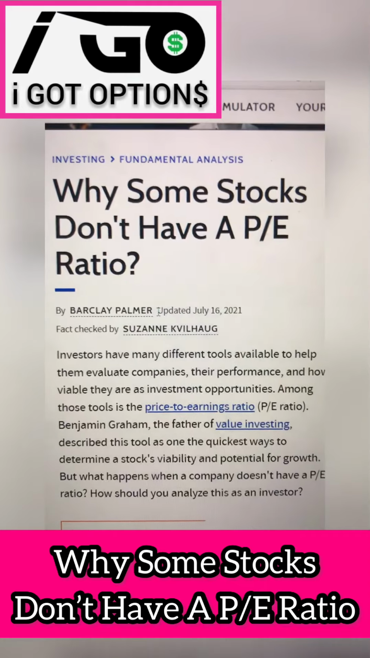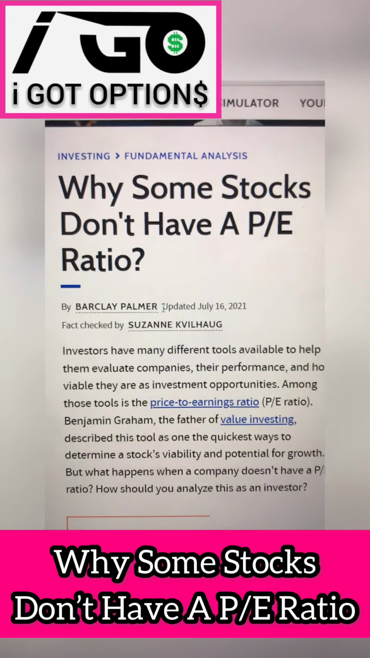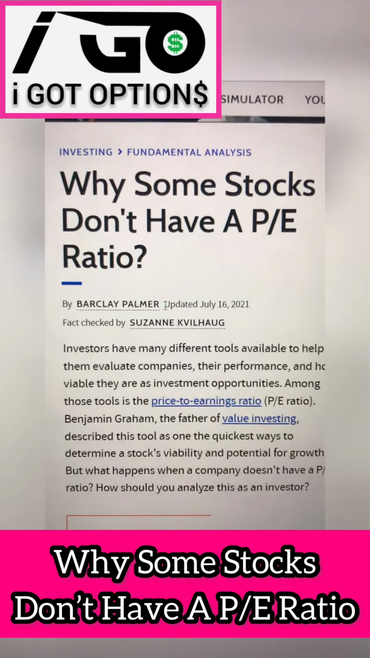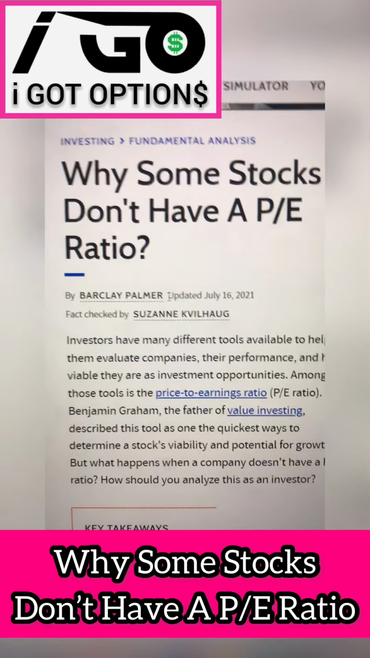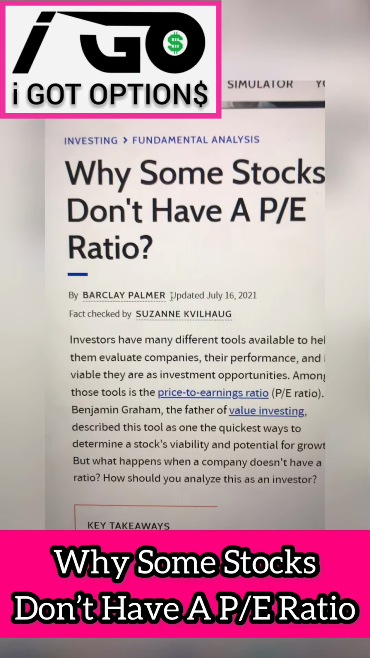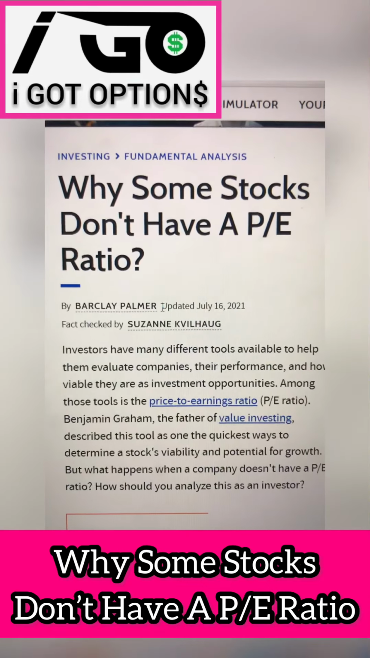In this video I want to talk about why some stocks don't have a PE ratio. Why don't some stocks have a price to earnings ratio? It doesn't make sense, right? Shouldn't every stock have one? With that being said, technically all stocks do have a price to earnings ratio, but eventually you're going to come across this problem where that information isn't displayed for that stock.